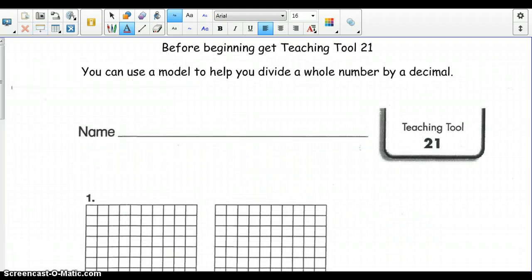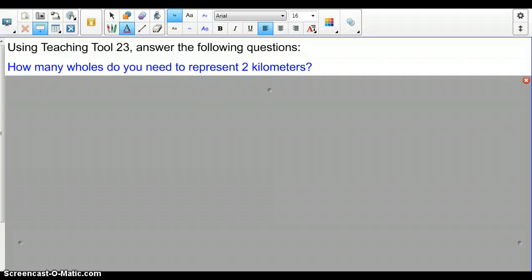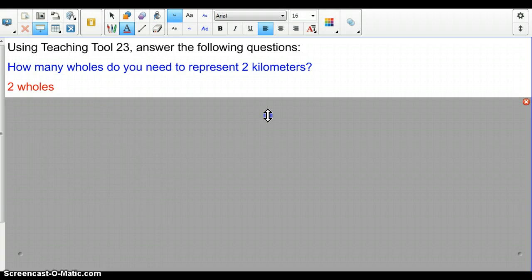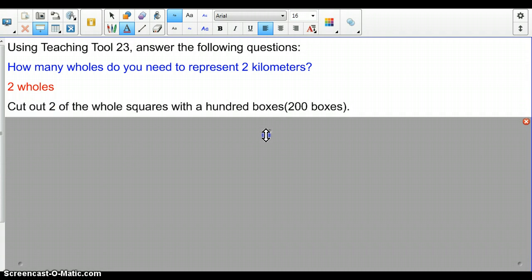Before beginning, get Teaching Tool 21 and some scissors. You can use a model to help you divide a whole number by a decimal, but you will be cutting out squares again. Use Teaching Tool 23. Answer the following questions. How many wholes do you need to represent 2 kilometers? 2. So cut out 2 of the whole squares with 100 boxes, so 200 boxes. You don't need to cut those apart.